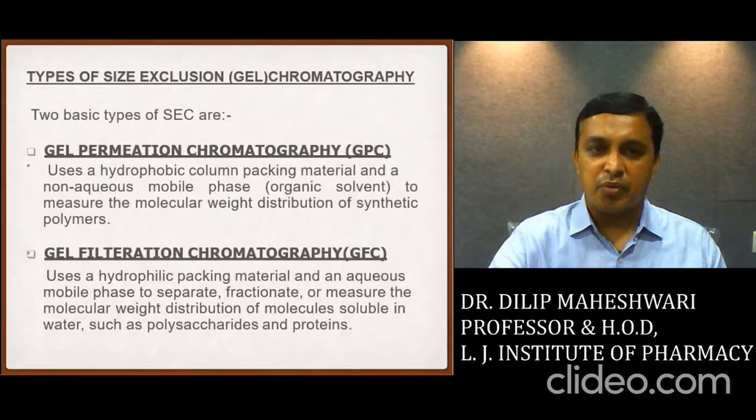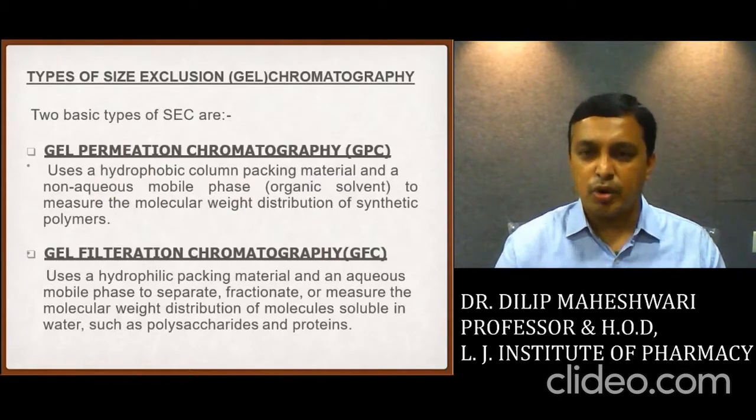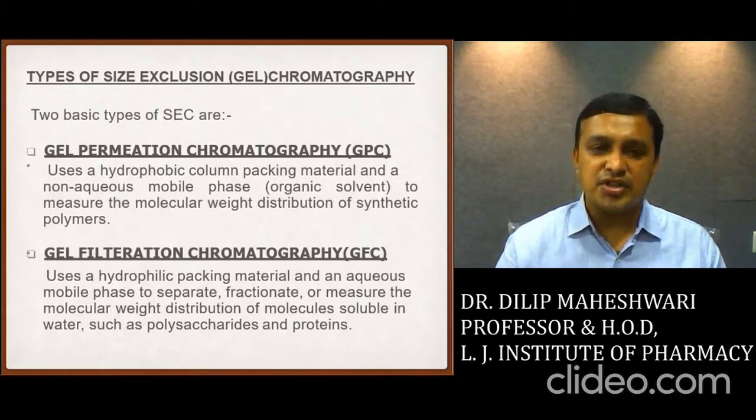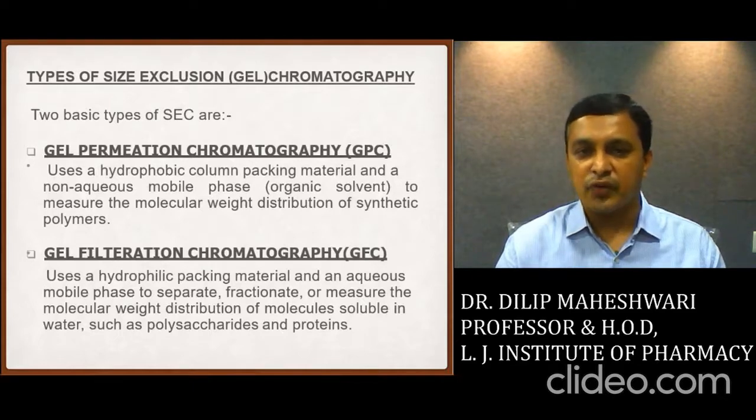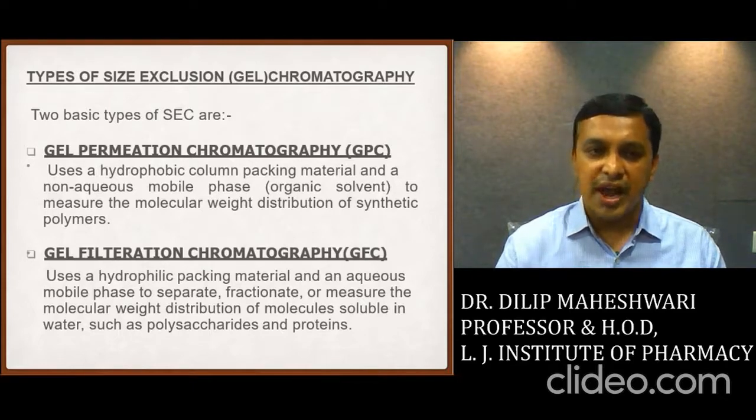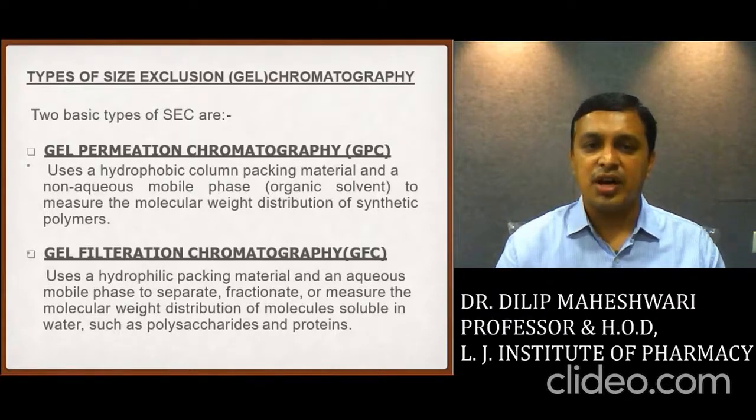Now the types of size exclusion chromatography. Number 1, gel permeation chromatography. Number 2, gel filtration chromatography. In gel permeation chromatography, a hydrophobic column packing material and a non-aqueous mobile phase, that is an organic solvent, are used. They measure the molecular weight distribution of synthetic polymers. So your stationary phase is hydrophobic and your mobile phase is organic solvent, that is non-aqueous, in gel permeation chromatography.